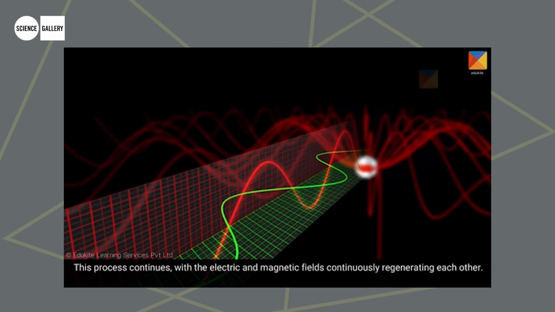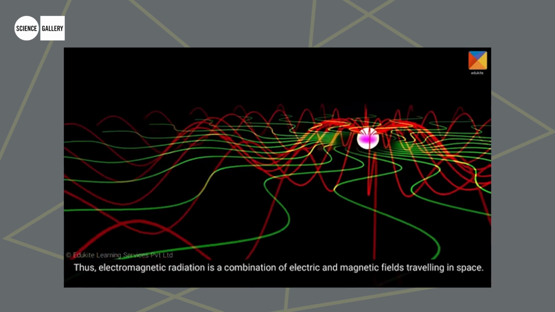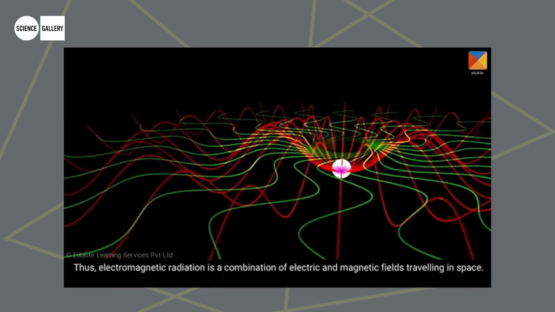So, electromagnetic radiation is a combination of electric fields and magnetic fields perpendicular to each other, and they will always be perpendicular to the direction in which they are propagating. Okay? So, now you can see this here.